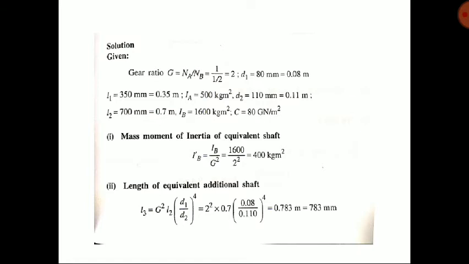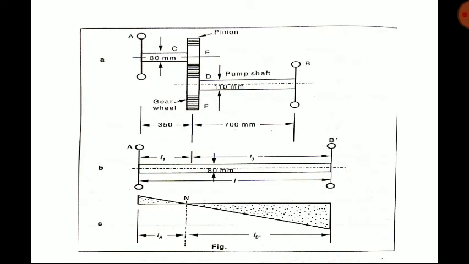So the mass moment of inertia of the equivalent shaft, IB dash, is equal to IB by G square. So IB dash is equal to 1600 by G square, so we are getting 400. Length of the equivalent additional shaft will be L3 is equal to G square into L2 into D1 by D2 raised to 4. That is 2 square into 0.7 into 0.08 by 0.110 raised to 4, which is getting 783 mm. So this is the figure.